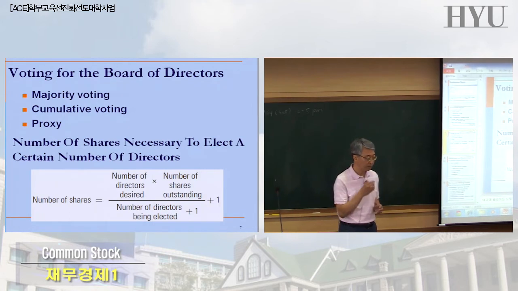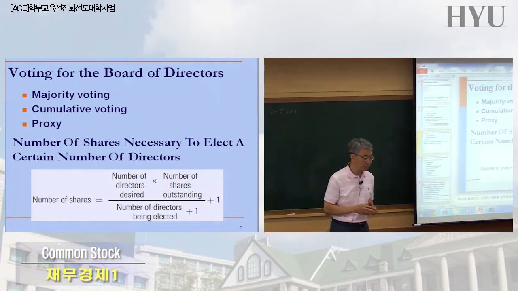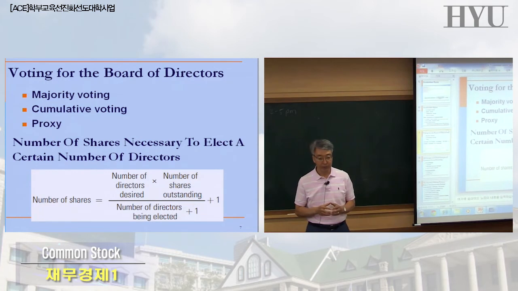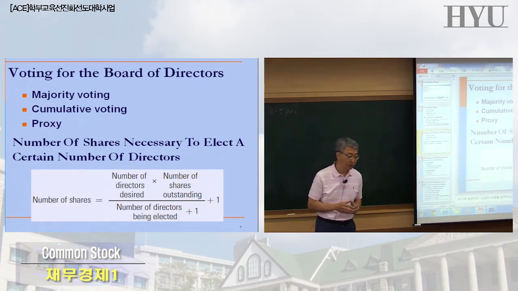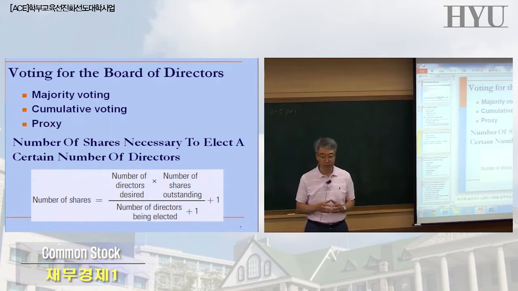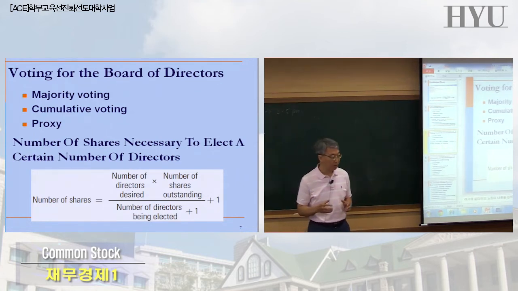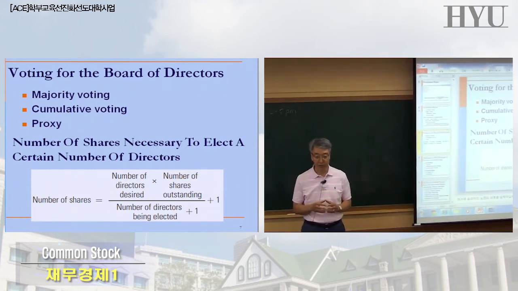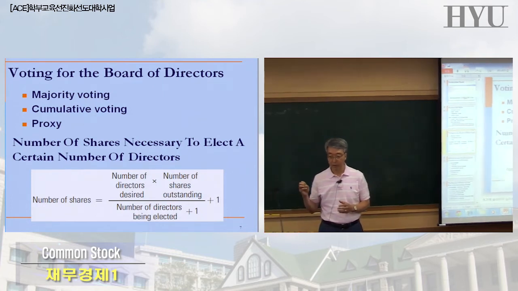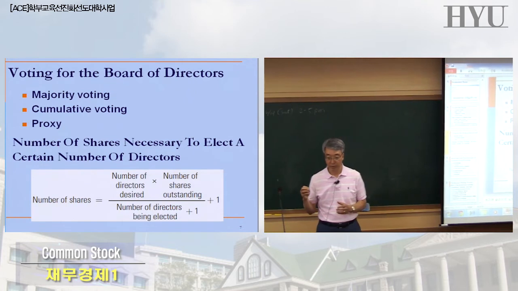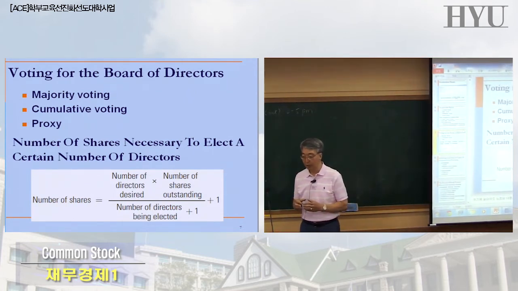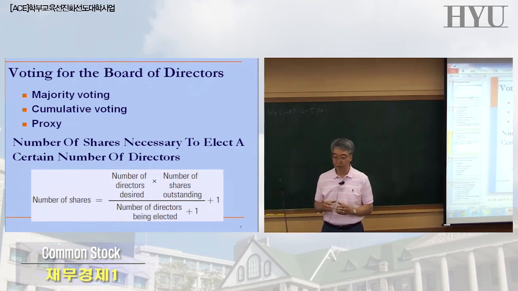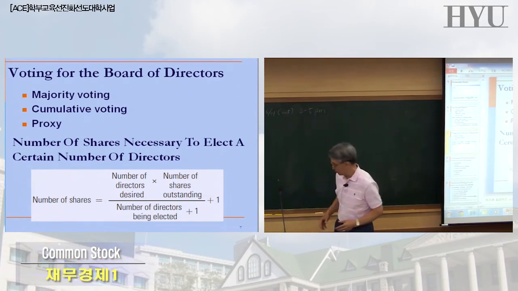Whether they use majority voting or cumulative voting, that's the same. The number of votes you get will be proportional to the number of shares you own. If you own 1% of the total shares, then you should get 1% of the total votes. The difference between majority voting and cumulative voting is that whatever number of votes you get, you can cast all the votes to one person.